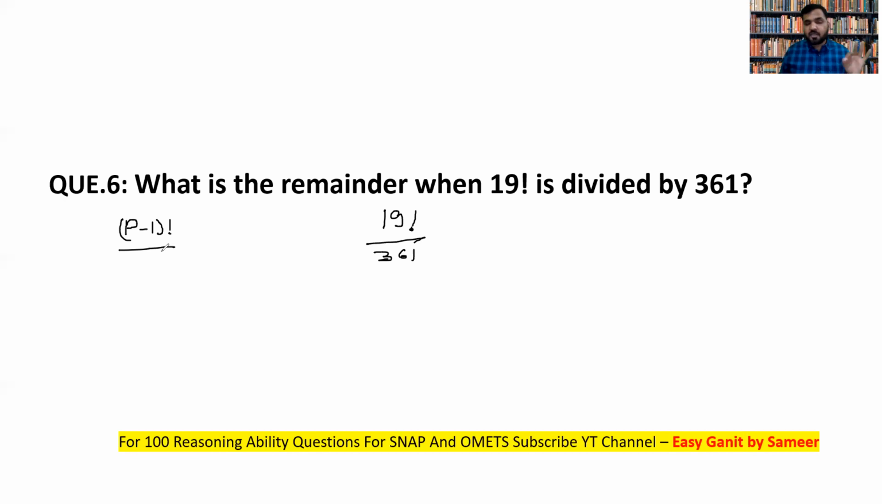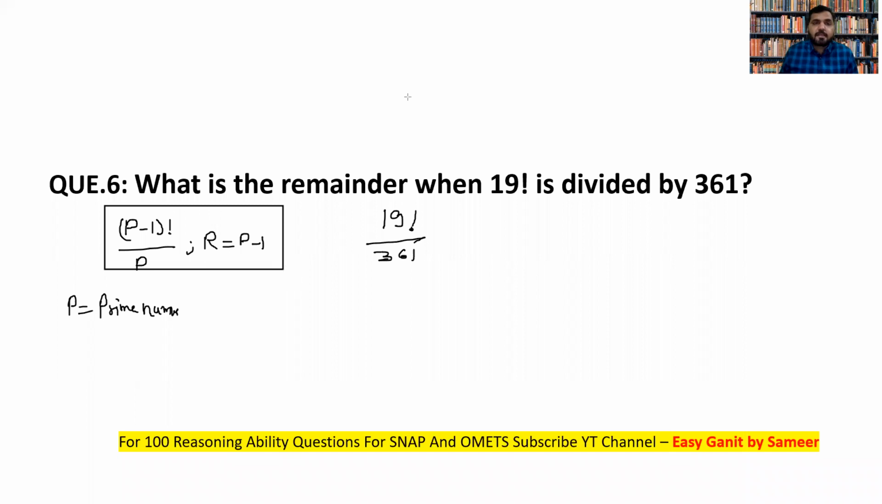See guys, as per the Wilson remainder theorem, when p minus 1 factorial is divided by p, where p is a prime number, the remainder will be equal to p minus 1, right? So now you see this 19 factorial is supposed to be divided by 361. We are supposed to find out the remainder. How can I use Wilson remainder theorem here? This is the Wilson remainder theorem that you're supposed to use.